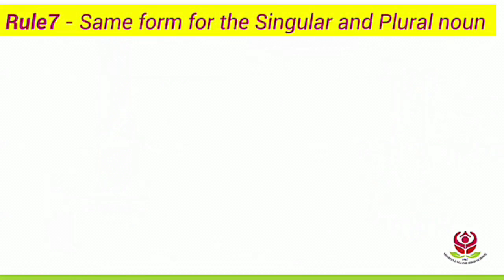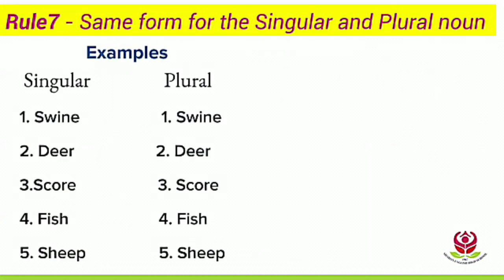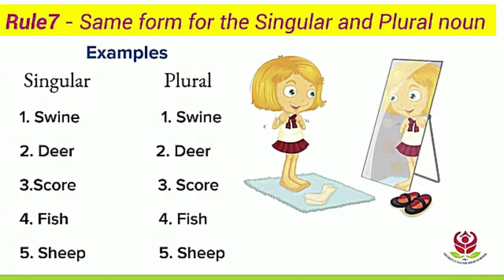Rule number 7. There are some nouns which appear in the same form for the singular and the plural noun. Let's look at the examples. Swine, swine, deer, deer, score, score, fish, fish, sheep, sheep. These nouns come in the same form for both the singular and the plural.